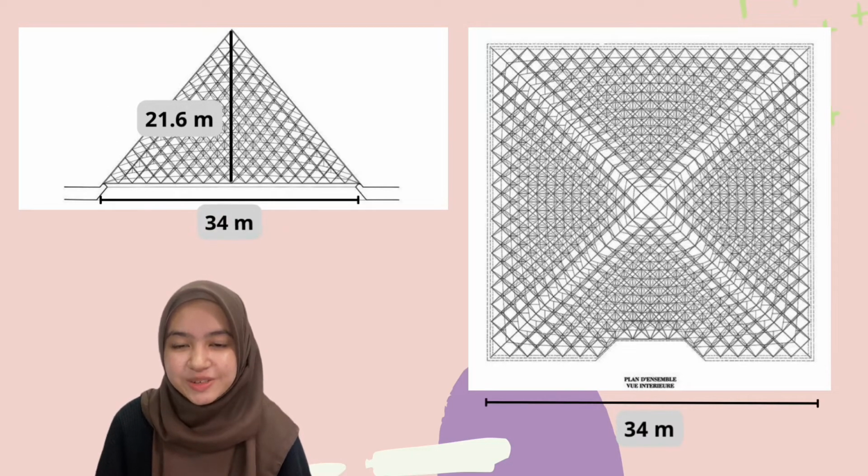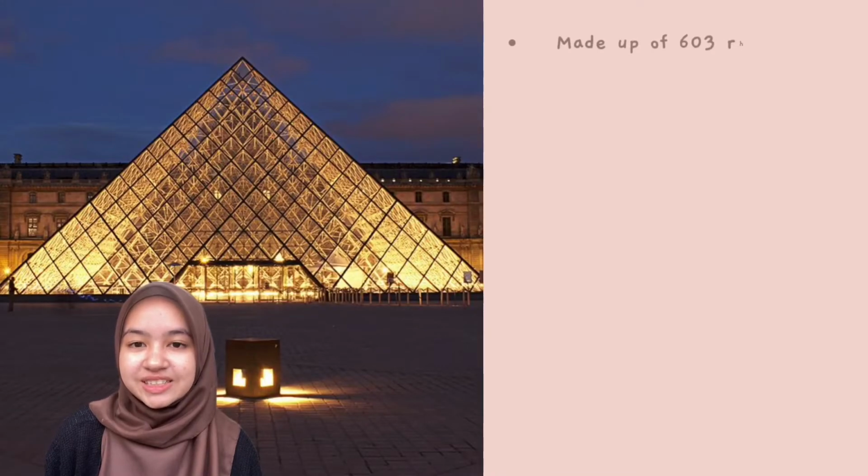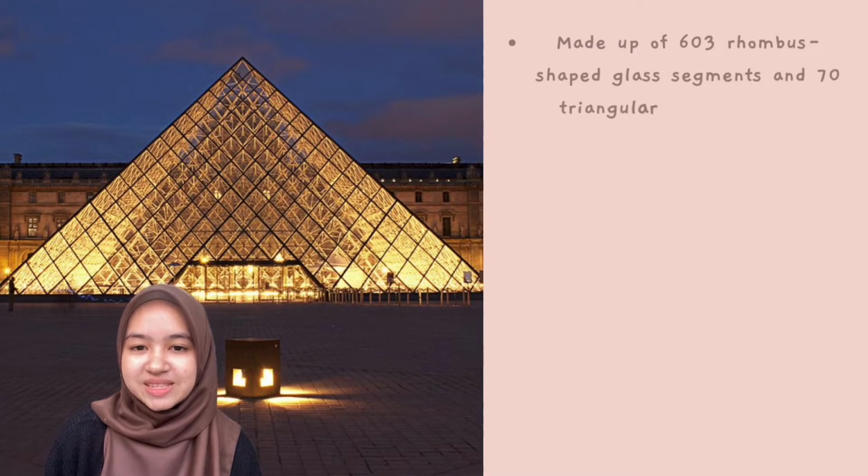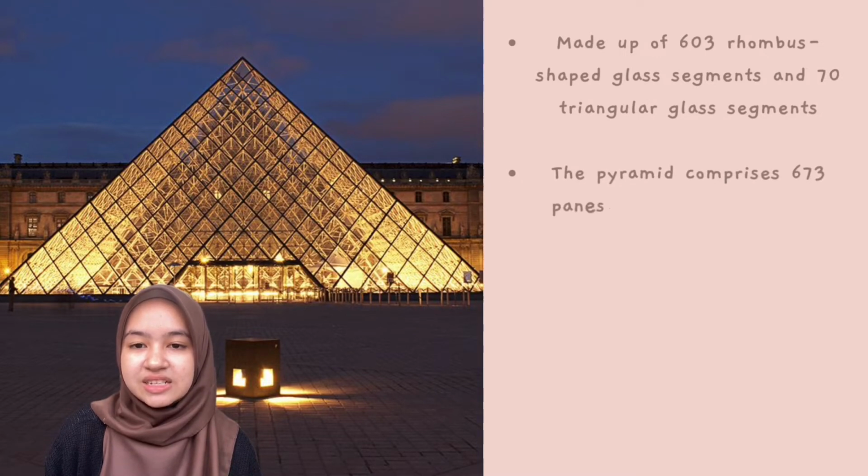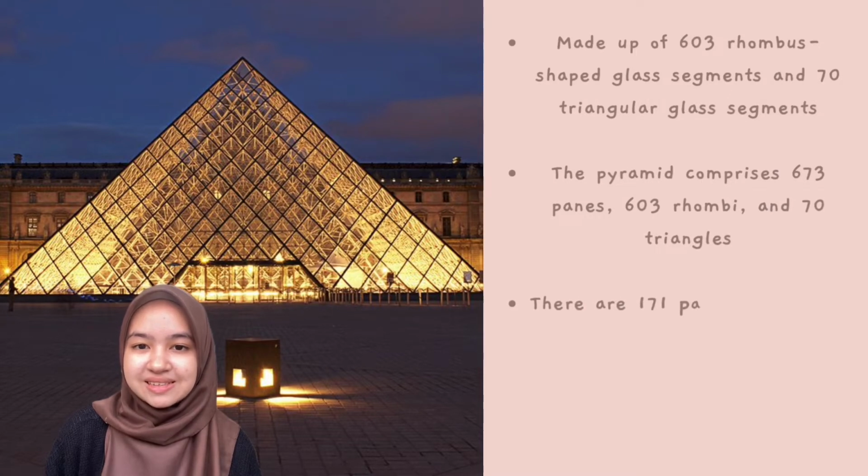The pyramid structure was engineered by Nicolet Chartrand Knoll Limited of Montreal, and Rice Francis Ricciotti of Paris. It reaches a height of 21.6 meters. Its square base has 34 meter sides and a 1,000 square meter base surface area. It's made out of 603 rhombus-shaped glass segments and 70 triangular glass segments. According to the Louvre, the pyramid comprises 673 planes, 603 rhombi and 70 triangles.